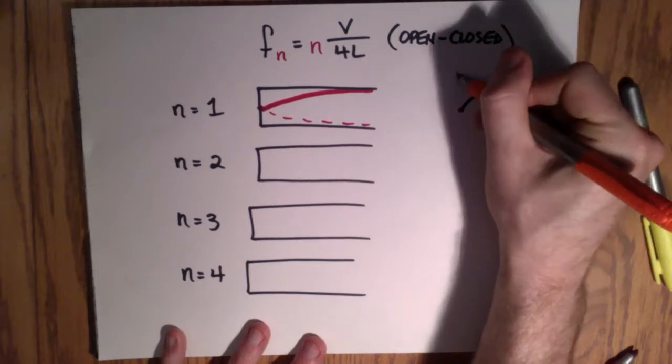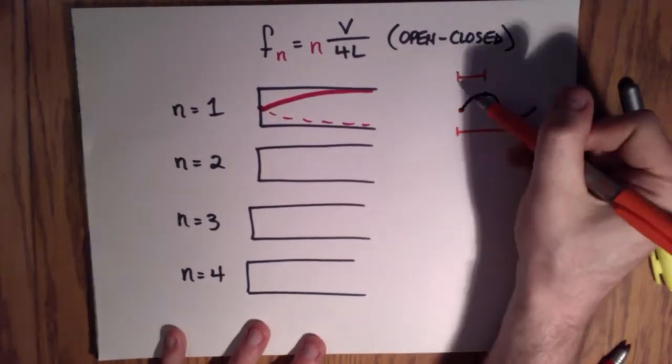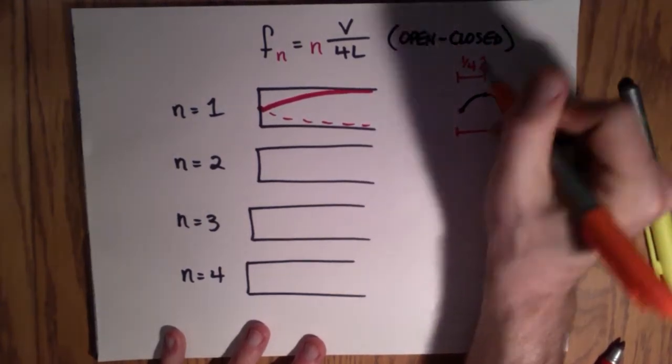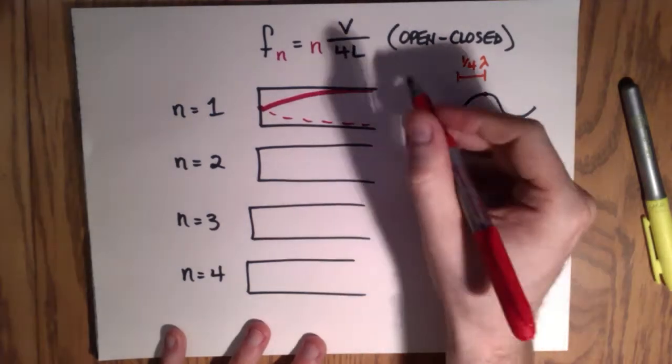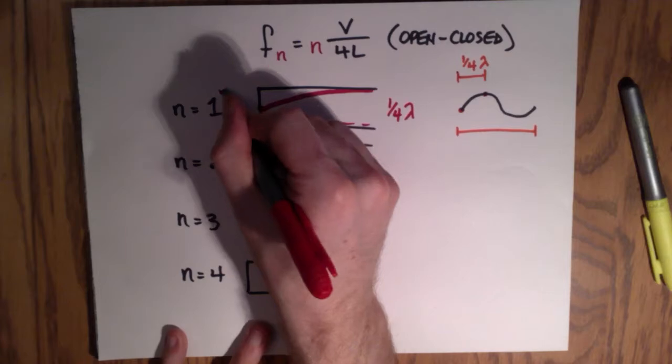So we just have to take a look and say, well, what fraction of this entire wave is this section here? And hopefully you can see that from a node to an antinode, that's going to be 1/4 of the wavelength. So what we have here is 1/4 of this wave. That's our fundamental frequency when n equals 1.